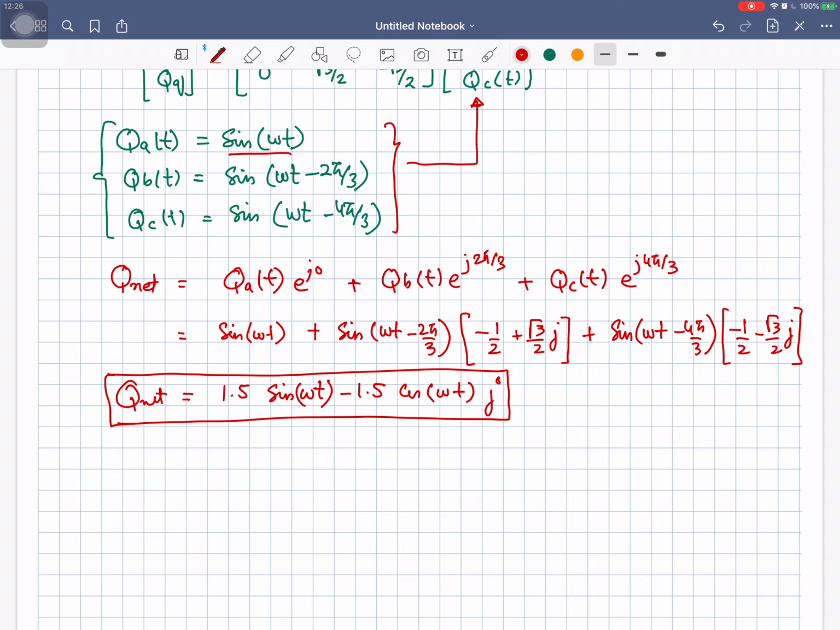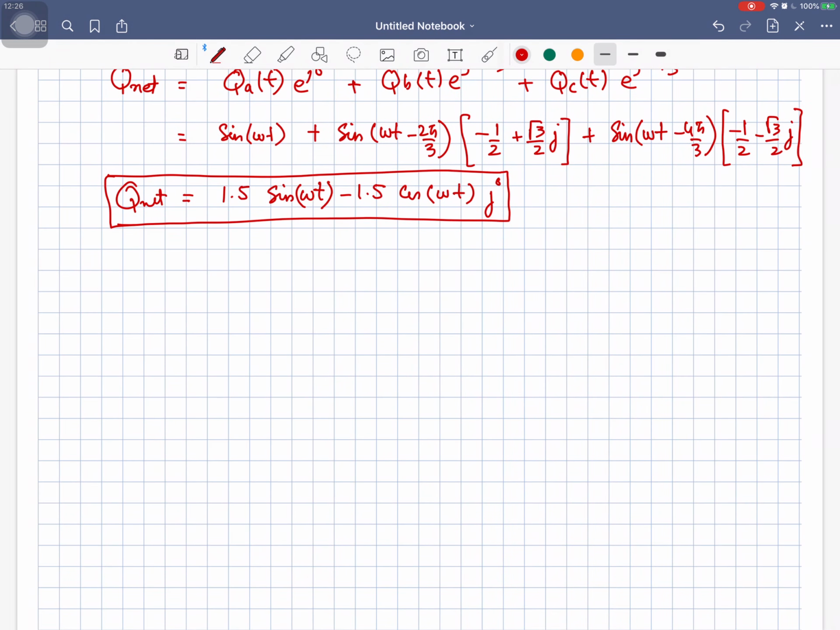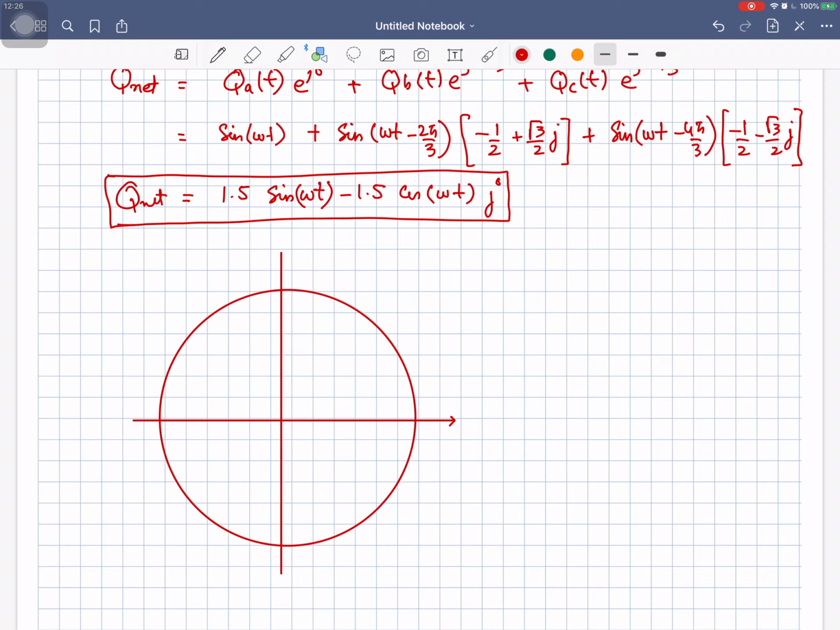When the time t changes, the sine and cosine terms will change and you will get some other Q net value. So what is this basically representing? This is representing the equation of a circle. With the variation of time t, you will get a resultant vector, and that resultant vector will be rotating over the circle. So if I represent it over here, let's suppose this one is the d axis, and this one is the q axis.